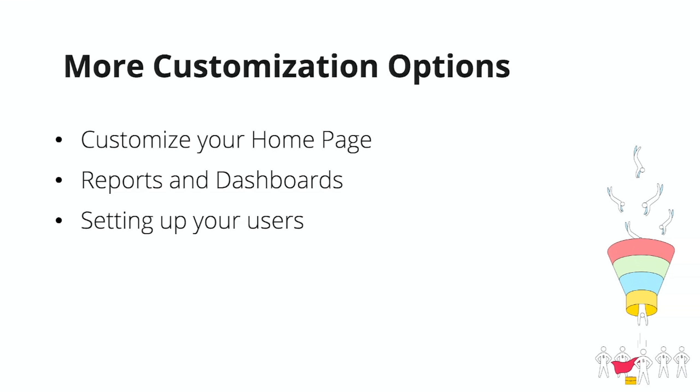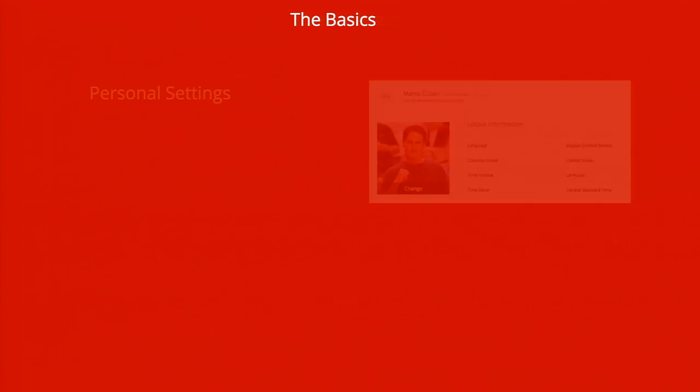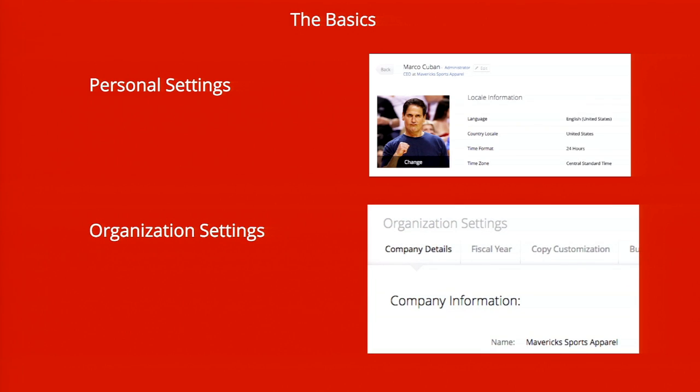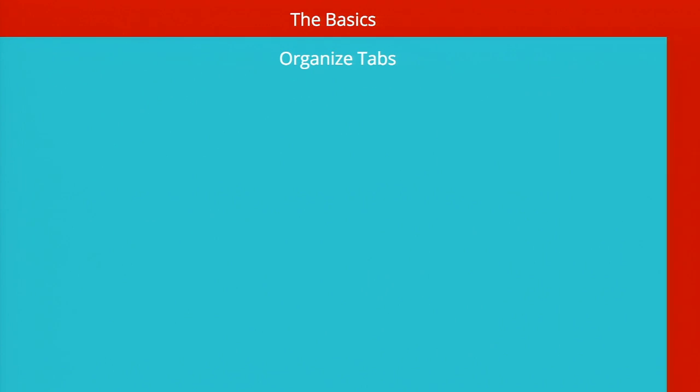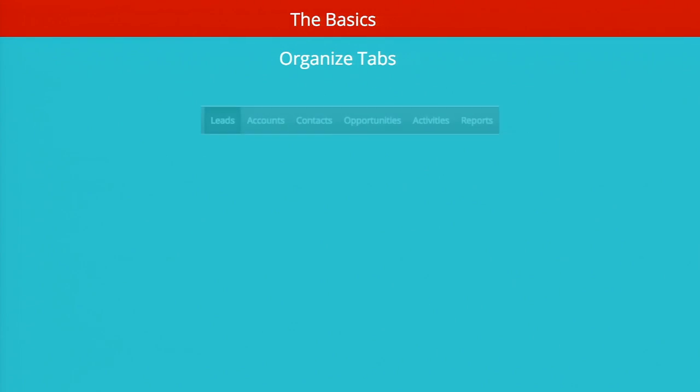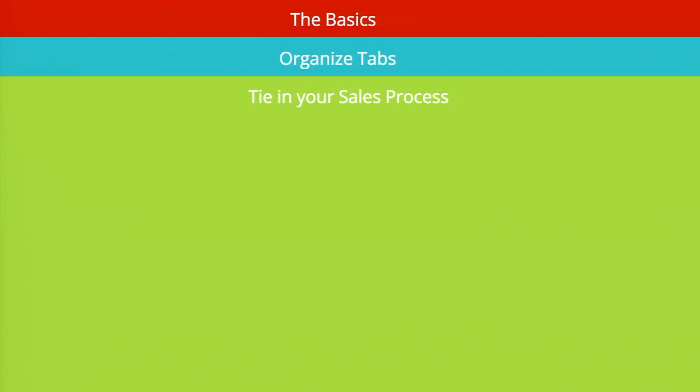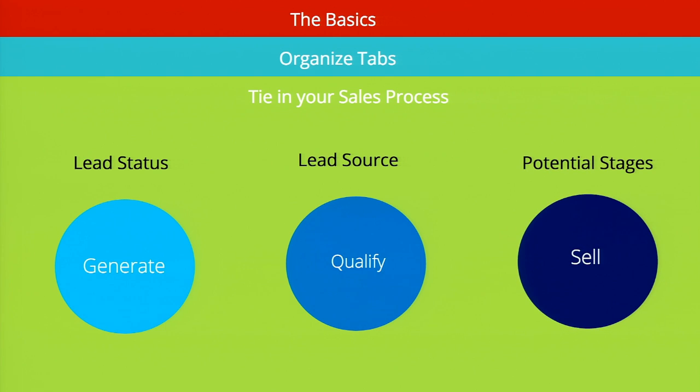So, but that's pretty much it. So what we talked about here is that we went over the personal settings, so adding in your own picture and logo and all that, and also organization settings, so adding in everything for your organization. What else did we talk about? We talked about organizing your tabs, so modifying some of the tabs that you see at the top, so making some things renamed or removing some things. We also went ahead and talked about tying in your sales process. So again, using the lead status field, the lead source field, and also the potential stages. So using those to categorize where your leads and opportunities are in the process.